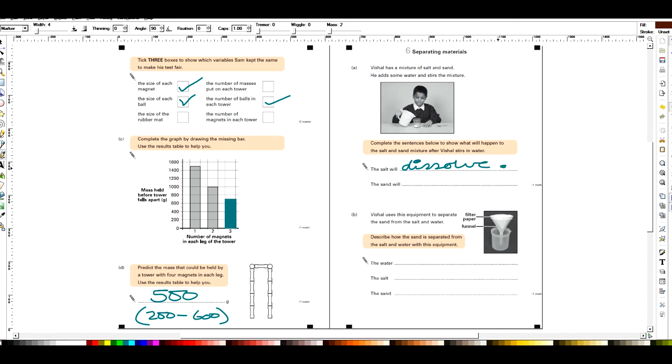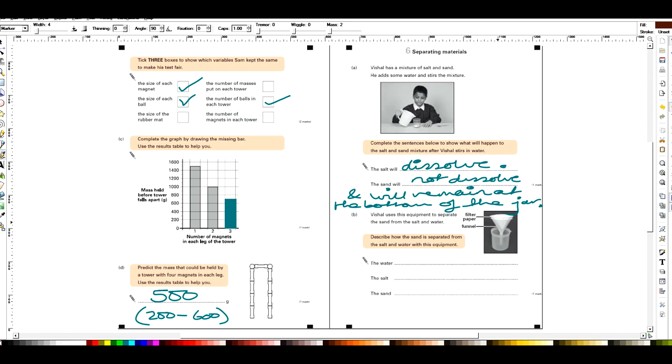Okay. What about the sand? The sand will not dissolve. I just wrote it remains. Yes, will not dissolve and remain at the bottom of the jar.